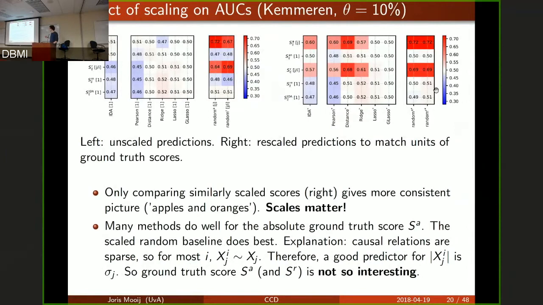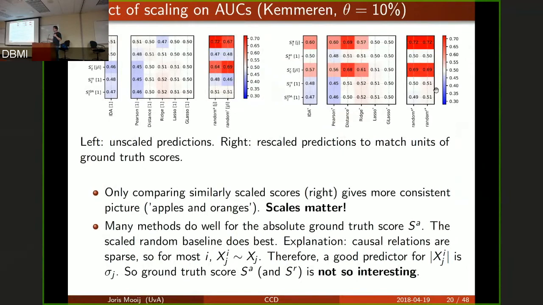And also we see that, well, we thought ridge regression was doing pretty well with an AUC of 0.61 using this ground truth score here. But actually, this random baseline, which was just sigma j multiplied with a random number to break ties, basically, is doing even better. And we were really surprised how this could be. We thought we would be measuring how well a method can predict causal effects.